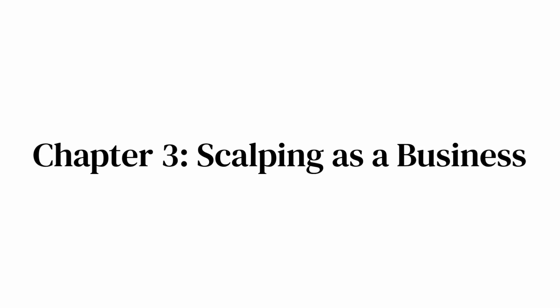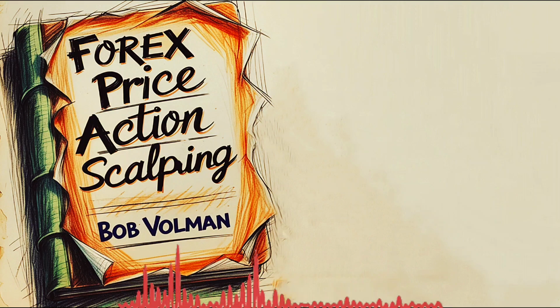Chapter 3: Scalping as a Business. In this chapter, Bob Volman strips away all the romanticism around trading and delivers a grounded, no-nonsense truth. Scalping is not a hobby, it's a business. And just like any serious business, it demands structure, discipline, and a well-thought-out process.